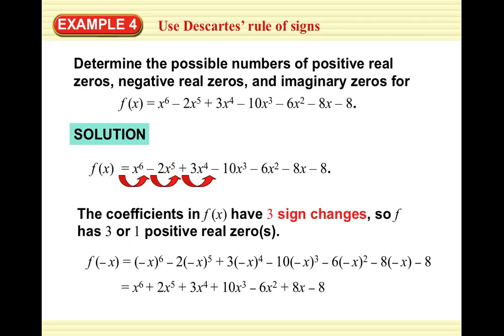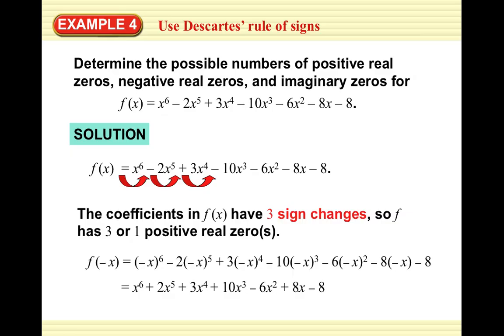All right, when we plug this in, we have to rewrite it to account for the fact that if I have a negative coefficient, what is that going to do to my exponent? So a negative number to an even exponent is going to stay positive. So x to the 6th, 3x to the 4th, and negative 6x squared. Those did not change. But the odd exponents, 5, 3, 1, that is going to change because if you have a negative coefficient, that means your answer will be negative.